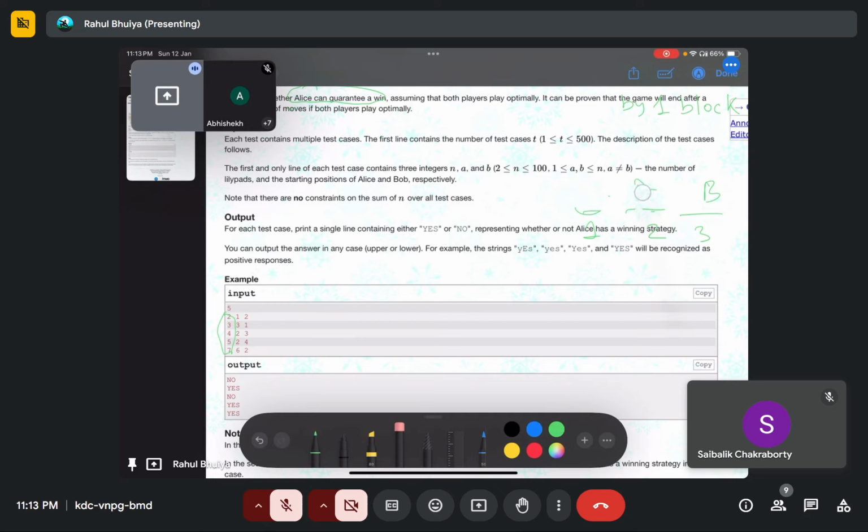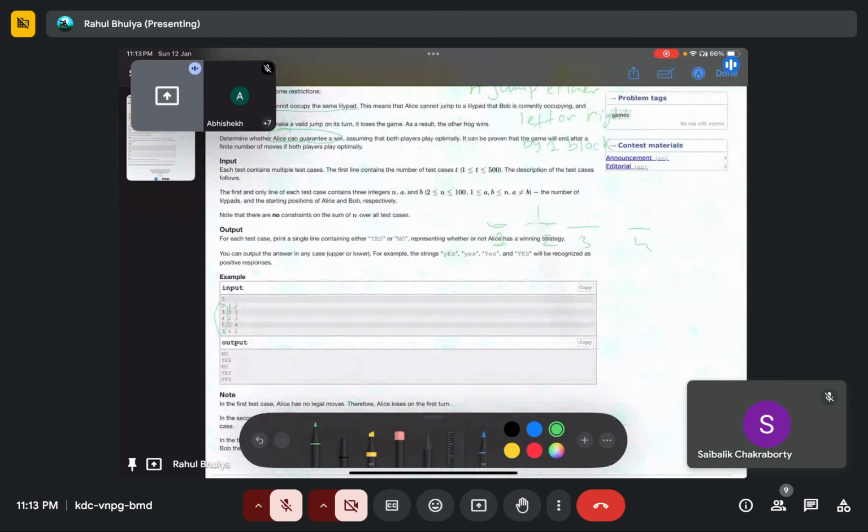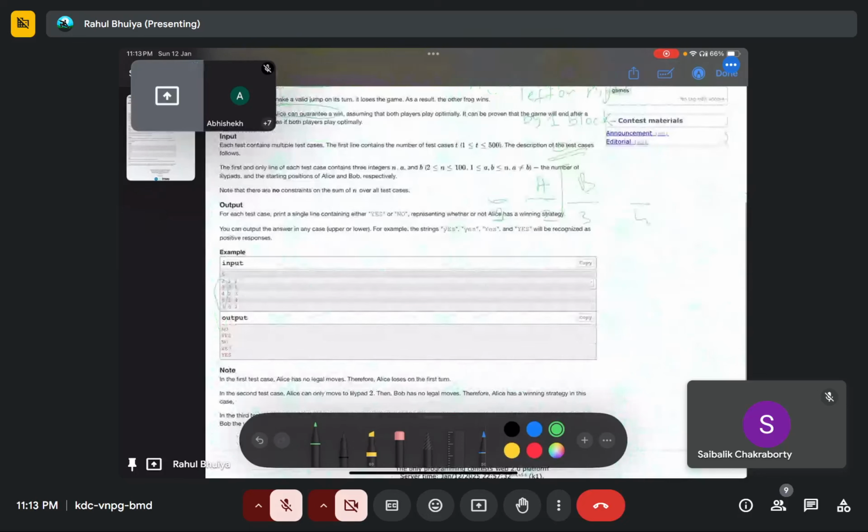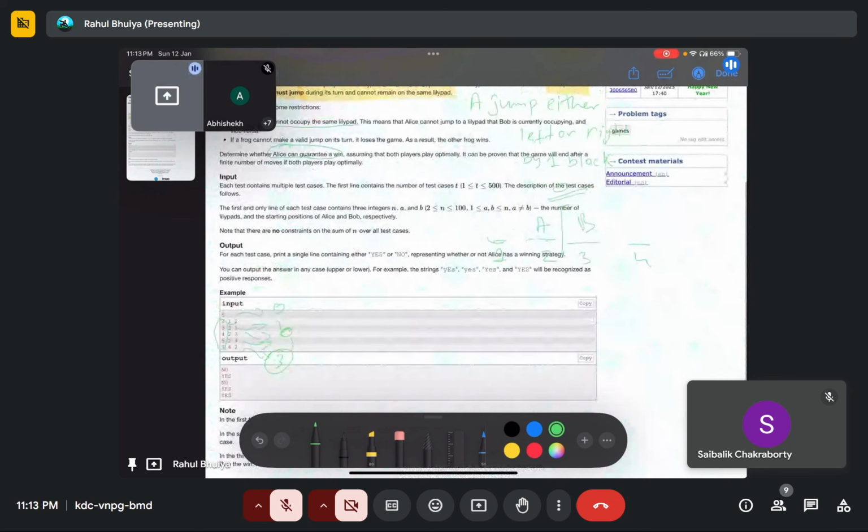The main thing that matters is the difference between them, how many lily pads are in between them. Like here, there are zero lily pads. In this there are zero lily pads. In this there is one lily pad. In this there are zero lily pads. In this there are two lily pads, one lily pad, and here 6 minus 2 is 4, so three lily pads. So you can see that the difference matters.